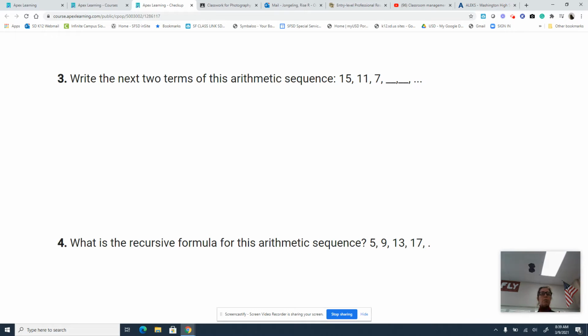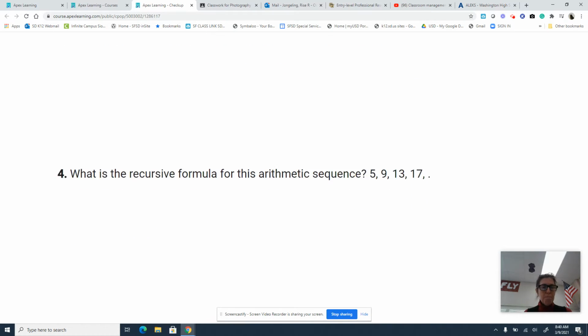Okay? Question number 3, write the next two terms of this arithmetic sequence. So here's another negative one too. So you have 15, 11, 7. What am I taking away to get from 15 to 11? Well, it looks like a negative 4. Then from the 7, if I go negative 4, that would be a 3. And then go negative 4 from that, it would be a negative 1, because you're subtracting 4 from 3, that gives you negative 1. So those are the two terms.